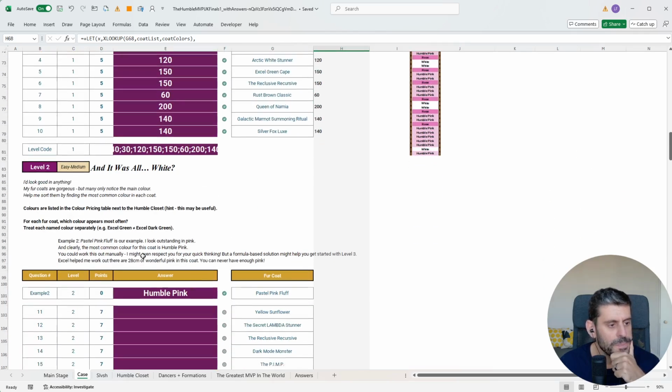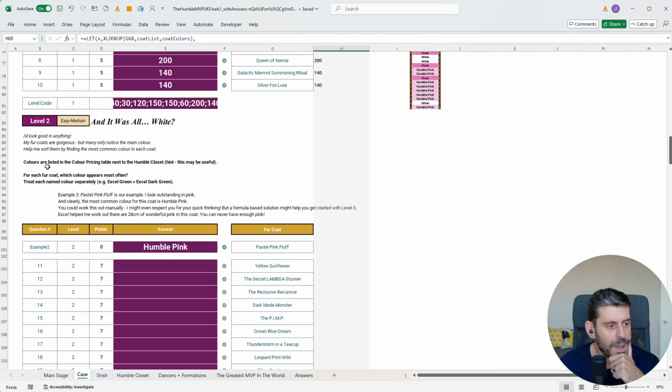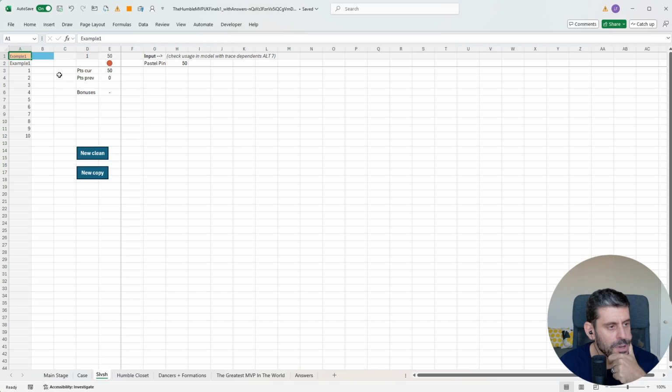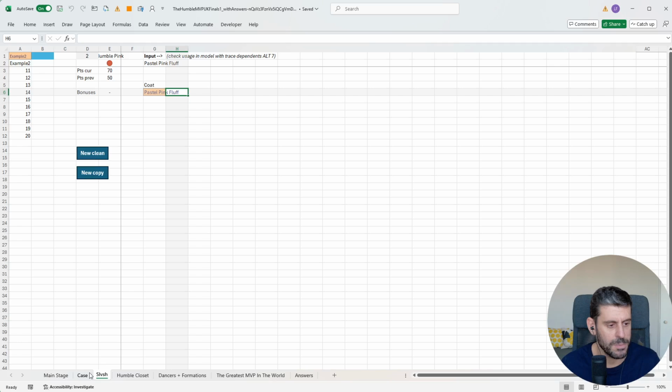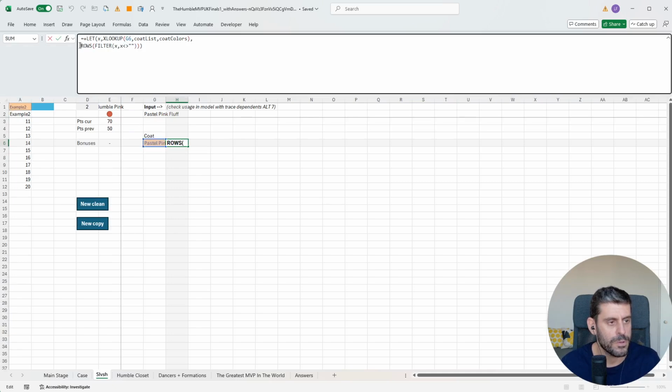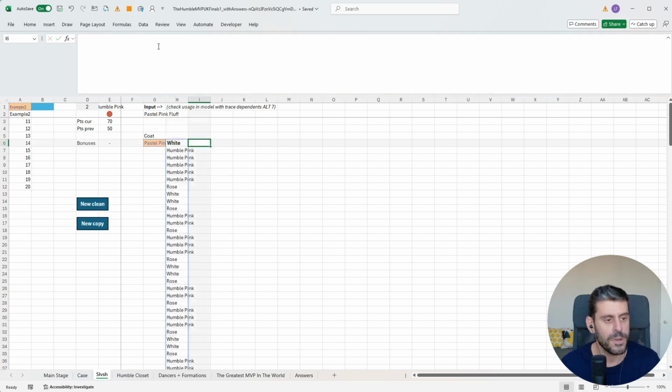Level 2 asks to see which color appears most often for a given code. So the way I did this is probably using this. So code here. Okay, so same XLOOKUP. So this is Y. I want to return X. And I did a basic occurrence count, but you can also do a group by or whatever.